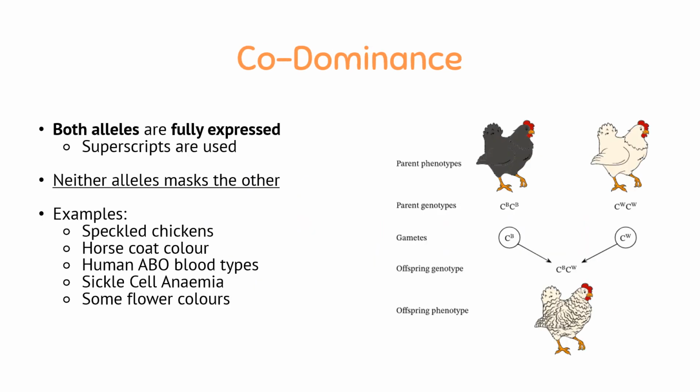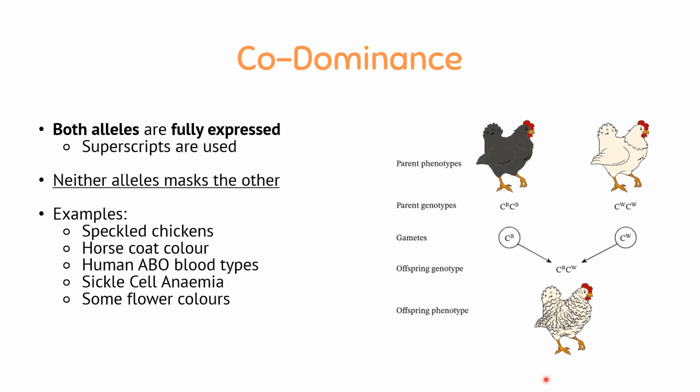Codominance is another type of expression that I want you to know, and this is when both alleles are fully expressed. So this is different to what we've been talking about so far. Both the alleles are fully expressed, and we use superscripts to represent these alleles. Neither allele masks the other, and that's important to know. A common example of this is speckled chickens, horse coat color, the human ABO blood types that we just saw, sickle cell anemia, and some flower colors.